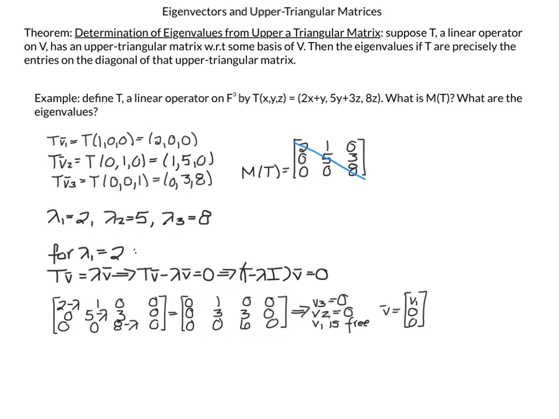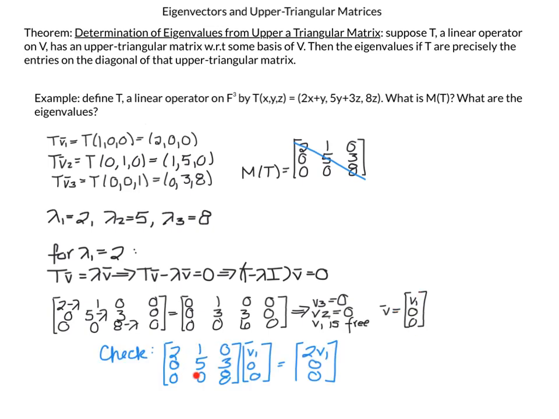I solved the system of equations, which is particularly easy because we're upper triangular. This 6 here gives us that v3 is equal to 0. Over here we have v2 is equal to 0. This tells us that v1 is free. So our eigenvectors are of the form (v1, 0, 0). And we can check our work by taking the matrix for our transformation and multiplying (v1, 0, 0), and what you see is we get (2v1, 0, 0) when we do the matrix multiplication, which is exactly 2 times our eigenvector.